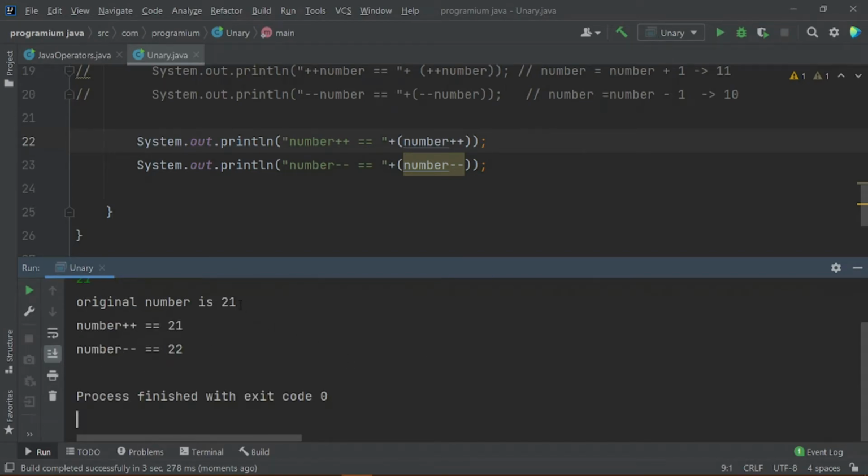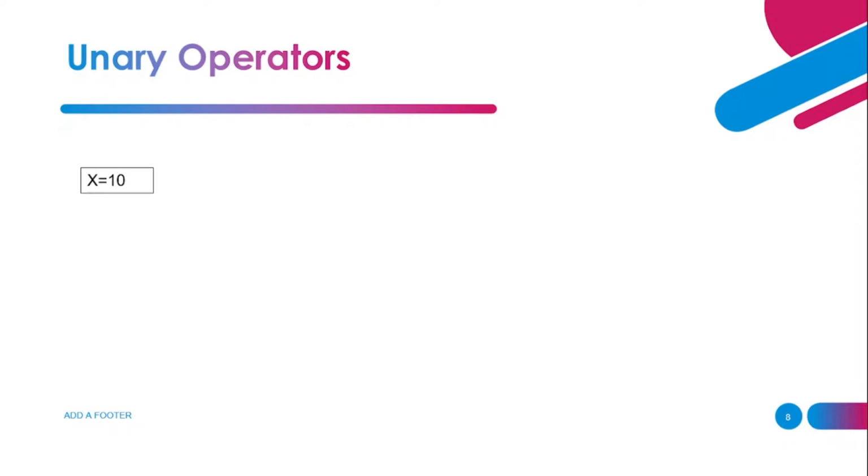So the original number is 21, and here it is showing again 21, but here is 22. What is happening right now? So guys, here I will be telling you how unary operators work.